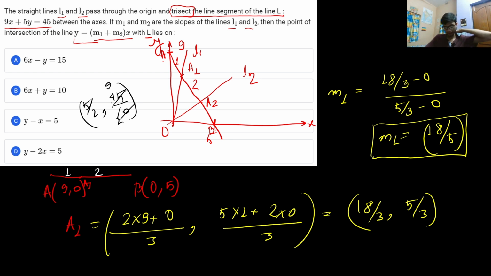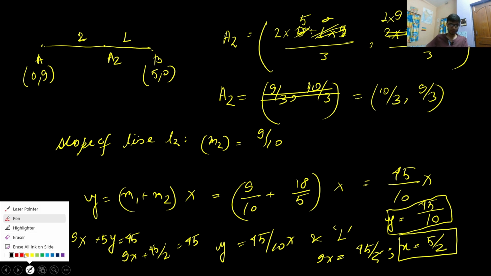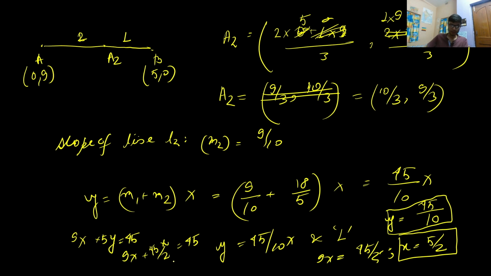I believe I have made a mistake. Okay, let me check it. Once again, I've made a blunder maybe. Okay, so this is 9x plus 45x. Oh sorry, very sorry from my end. This is 45x, so this is 9x plus 45x by 2 is equal to 45. So this is a very big blunder. I'm very sorry, I wasn't focused enough to solve these calculations. If you are focused enough while solving the calculation, you definitely won't make these silly errors.